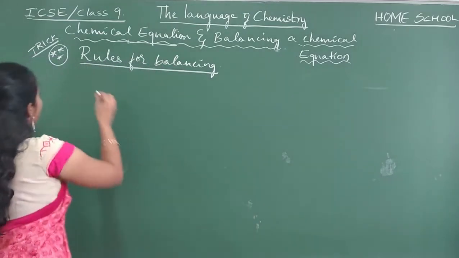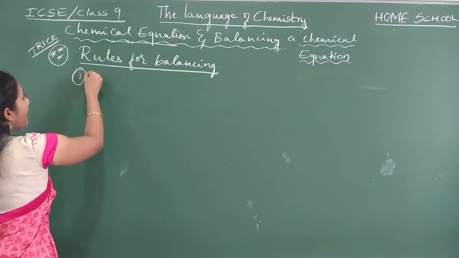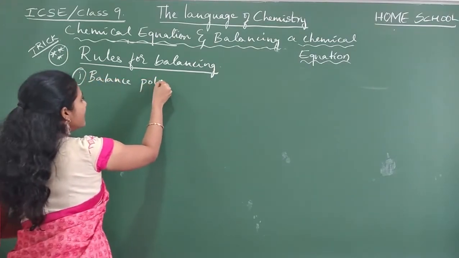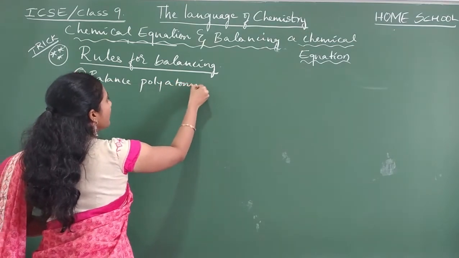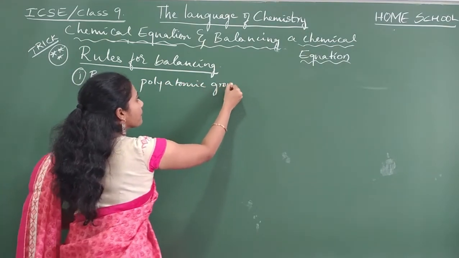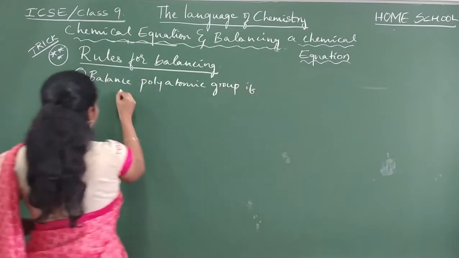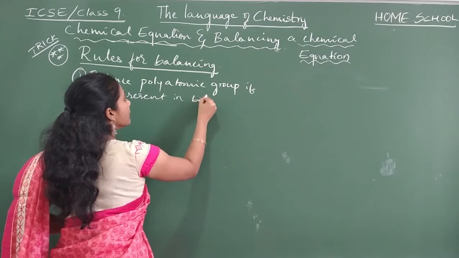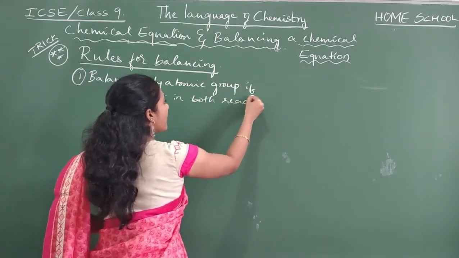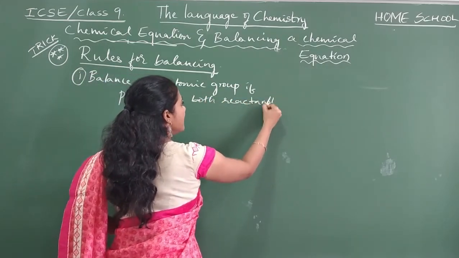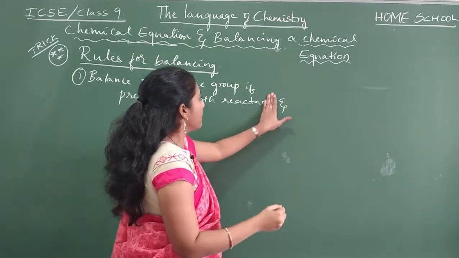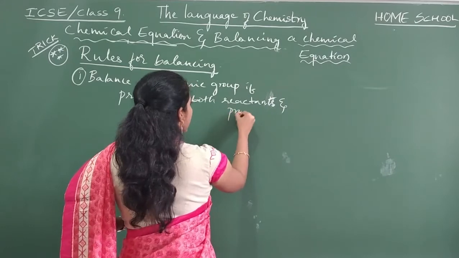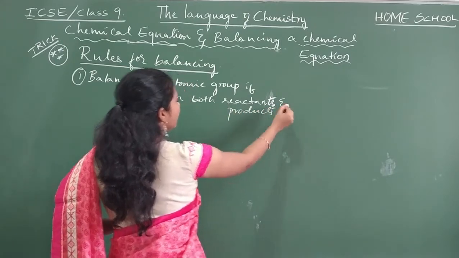The first rule that you have to remember is balance polyatomic groups, if present in both reactants as well as products. Reactants and products. Okay, this is rule number 1.